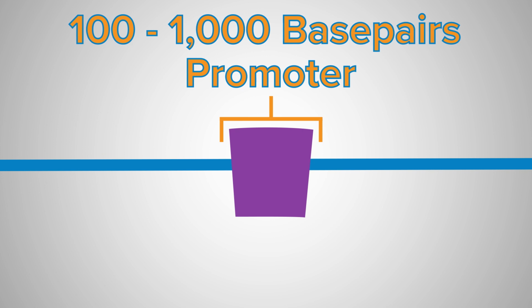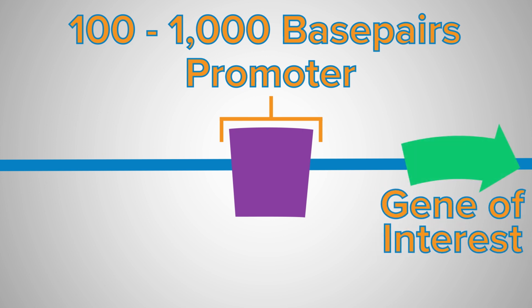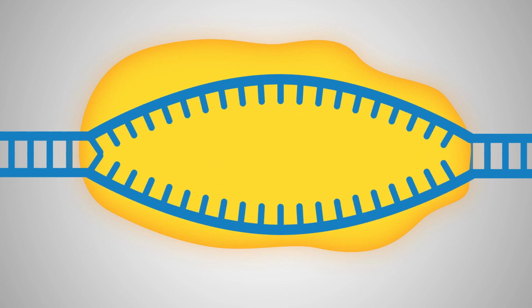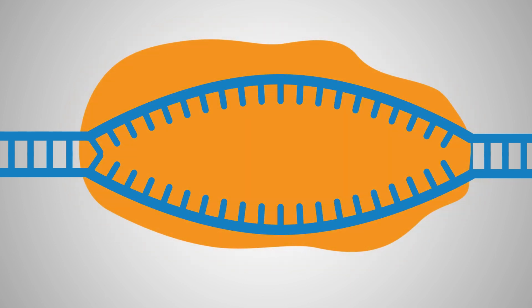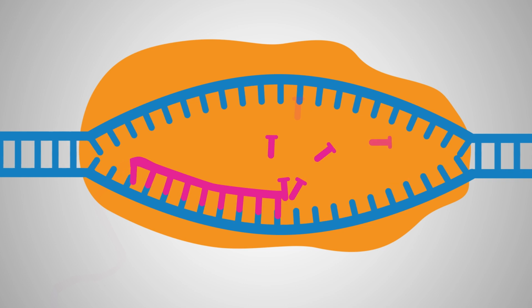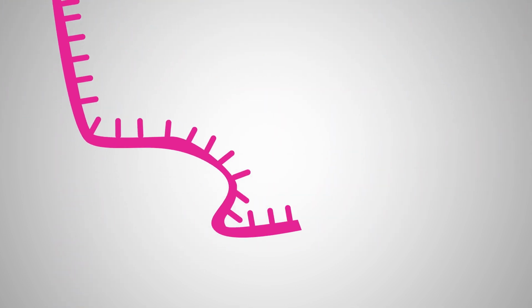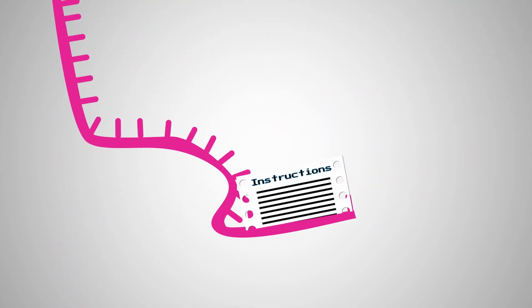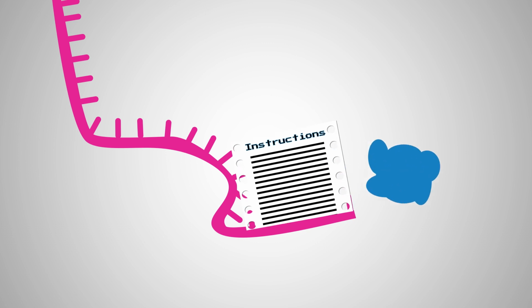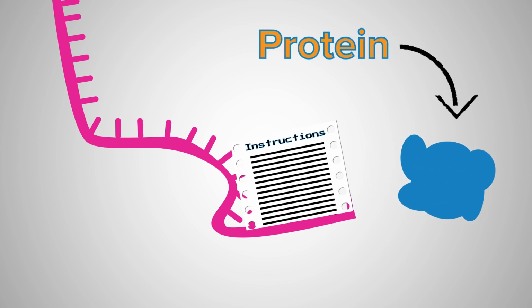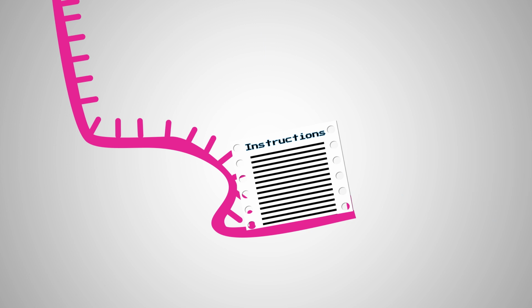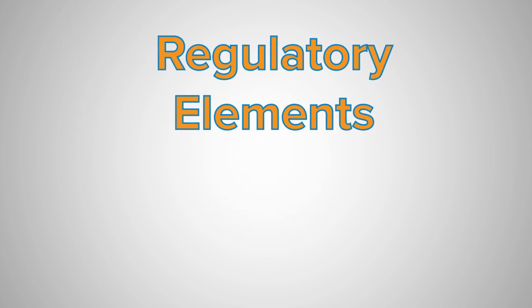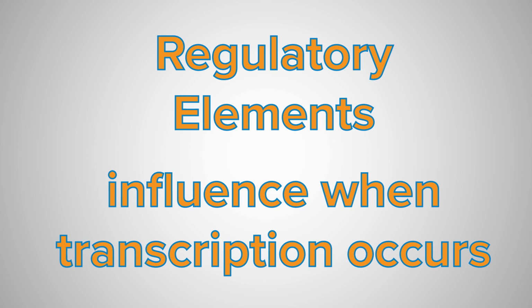Promoters are typically between 100 and 1,000 base pairs long and are found upstream of the gene of interest. It's these sequences that control the binding of the RNA polymerase and transcription factors. As the RNA polymerase moves along the DNA strand, it creates a new strand of mRNA. This mRNA contains the instructions that tell the insert gene to express. In addition to RNA polymerase, other regulatory elements influence when transcription occurs.